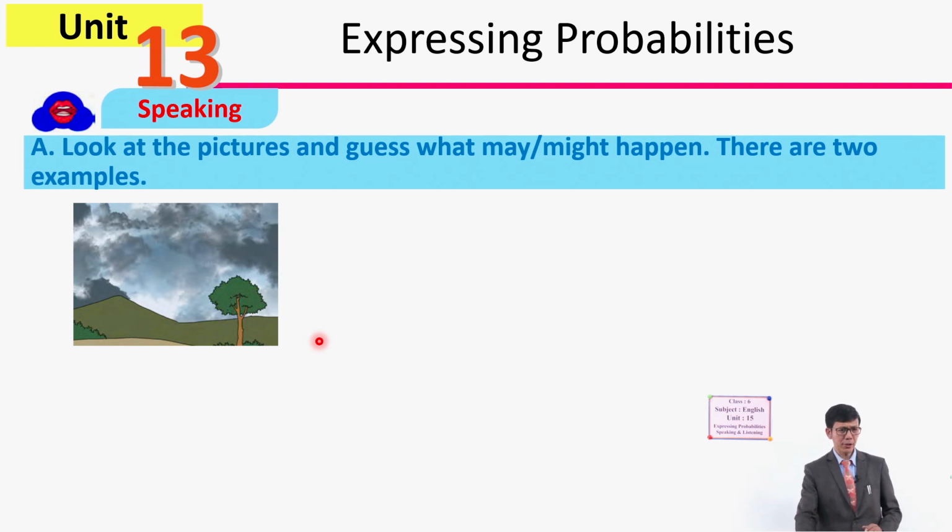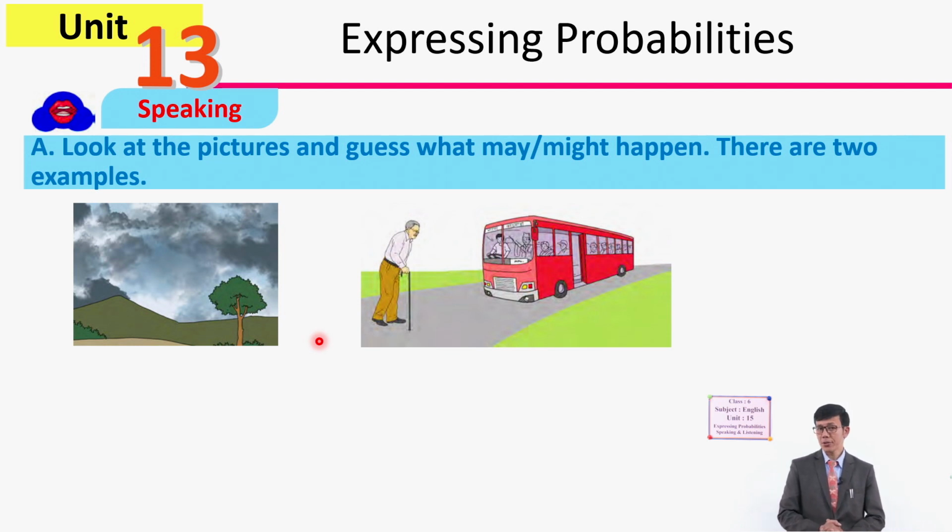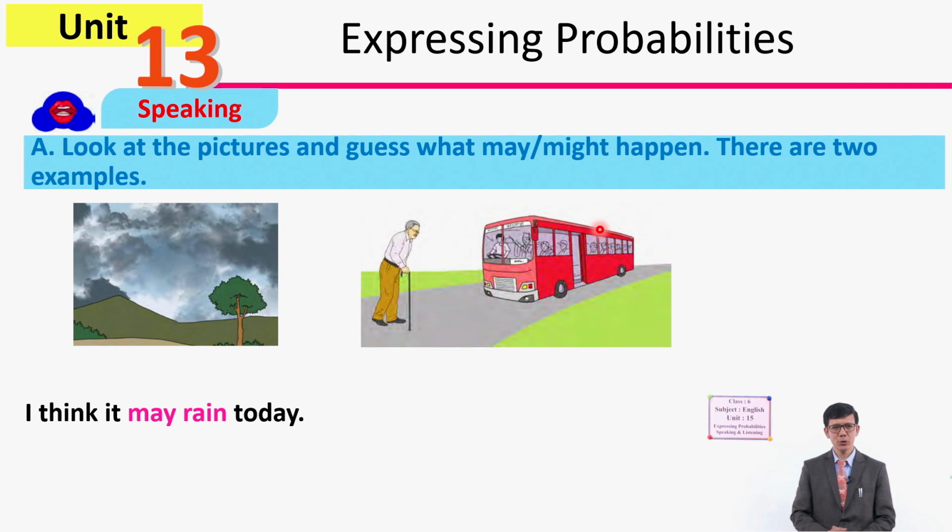Okay, let's look at another picture. You can see there an old man. He is crossing the road. And what can you see there? A bus is coming. And an old man is crossing the road. Now, please guess what may or might happen there. Right. Let us look at some examples first for these two pictures as given in your textbook.